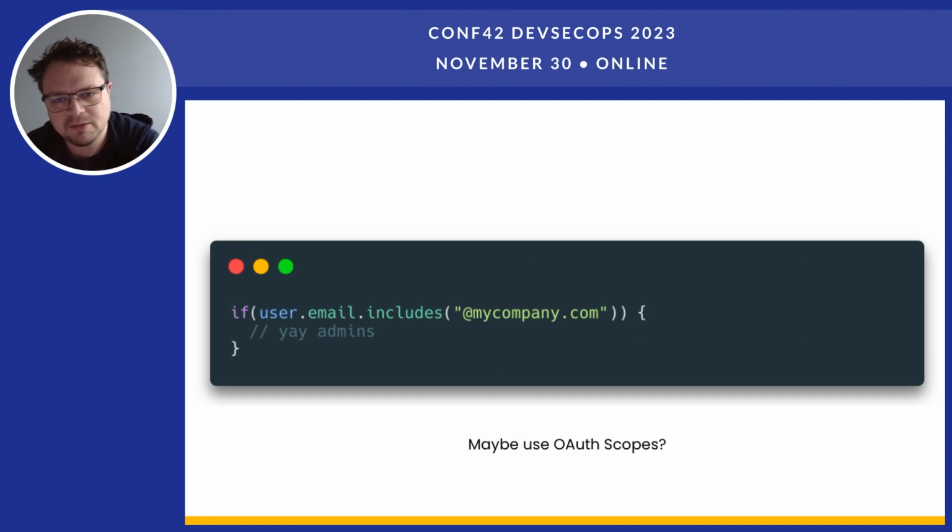And if you want to get a bit fancy, maybe you can use a scope inside of an OAuth token or a JWT. But ultimately, you're just checking a Boolean. Is this person an employee or not? If they are an employee, they should be able to do stuff. If not, they shouldn't. Pretty simple, great, amazing.